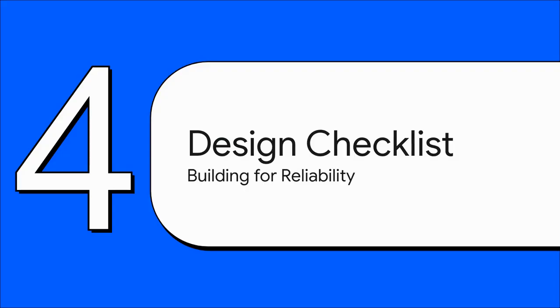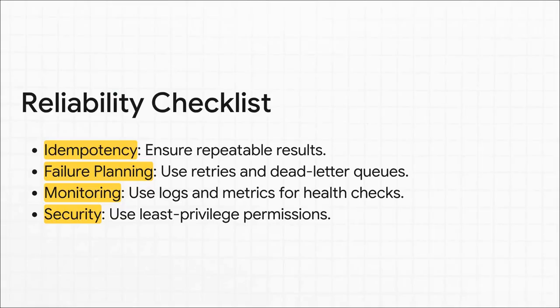Okay, so we understand all the components, but how do you go from a simple proof of concept to a truly production-ready pipeline that you can bet your job on? Well, that's where this design checklist comes in. First up, idempotency. I know, it's a bit of a mouthful, but the idea is simple. It means your process can run multiple times on the same input and still produce the exact same result. It's critical for preventing messed up data.